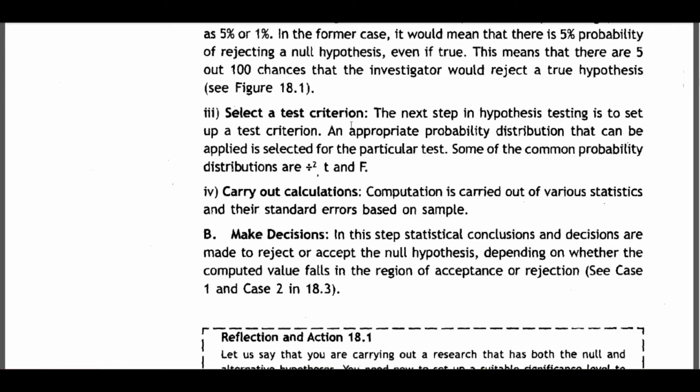3. Select a test criterion. The next step in hypothesis testing is to set a test criterion, an appropriate probability distribution that can be applied for the particular test. Some of the common probability distributions are Z, chi-square, t and F. Let us see later.